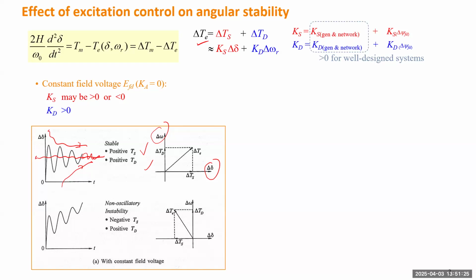Under some conditions, the system may become unstable. If it becomes unstable, the deviation will increase. It won't just stay at a limited value. But the envelope of the waveform will still become smaller and smaller, which means you have positive damping, but negative synchronizing torque.